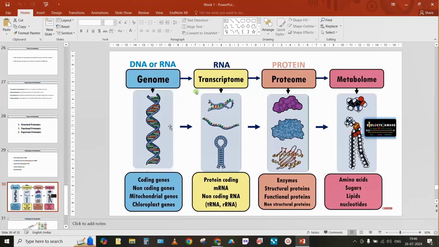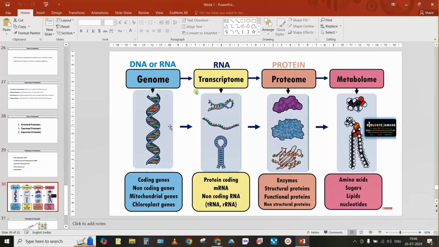Okay, and the next is the transcriptome. The transcriptome is the complete set of RNA transcripts produced by the genome. As you can see, it comes from the genome, at any one time. This includes mRNA, tRNA, rRNA, and non-coding RNA. It has a dynamic nature, gene expression, and transcriptomics. The application for the transcriptome is understanding gene regulation, identifying disease biomarkers, and studying responses to environmental changes.